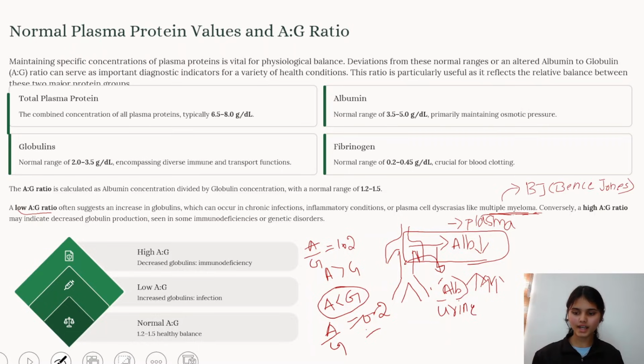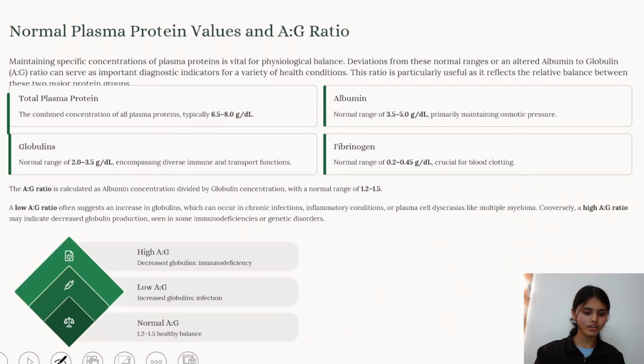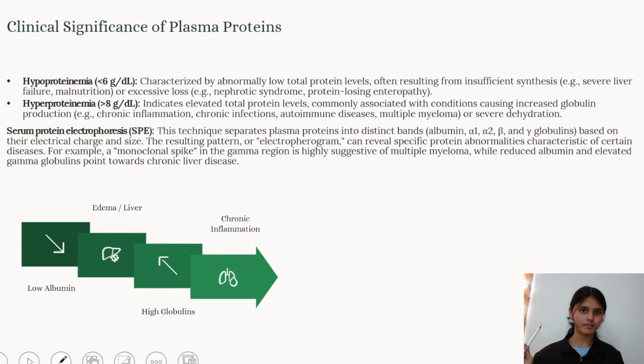Now also, a high A/G ratio is indicated where the globulin production is less, and it could be mainly due to certain immunodeficiencies or genetic disorders. All right. So what do we know next? Now the clinical significance of the plasma proteins. That's what I said: hypoproteinemia and hyperproteinemia.